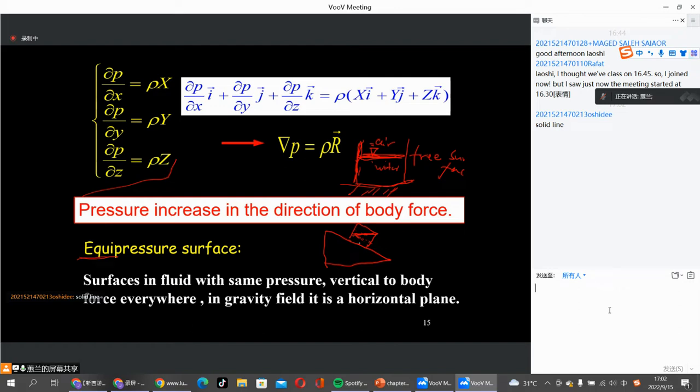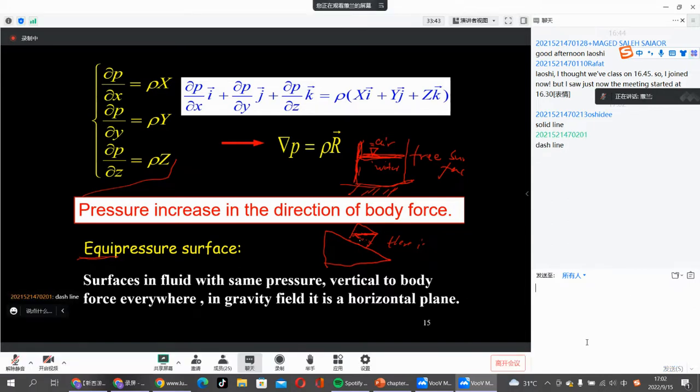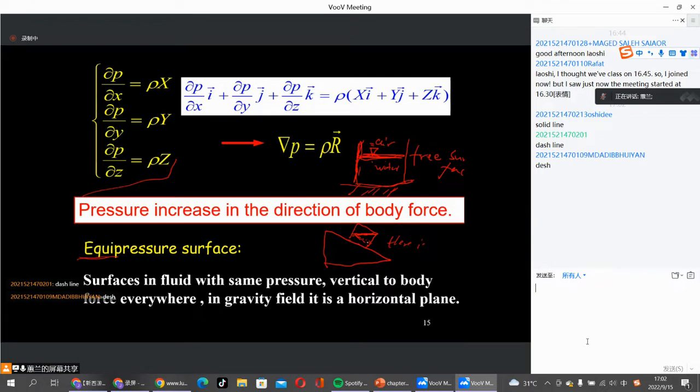There is no solid line. Dashed line. You can do this experiment.